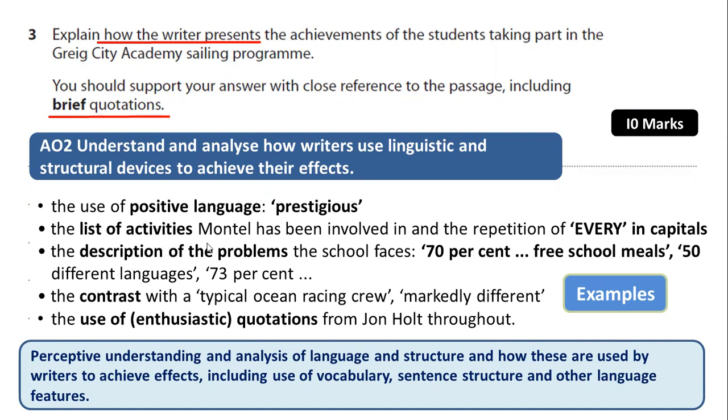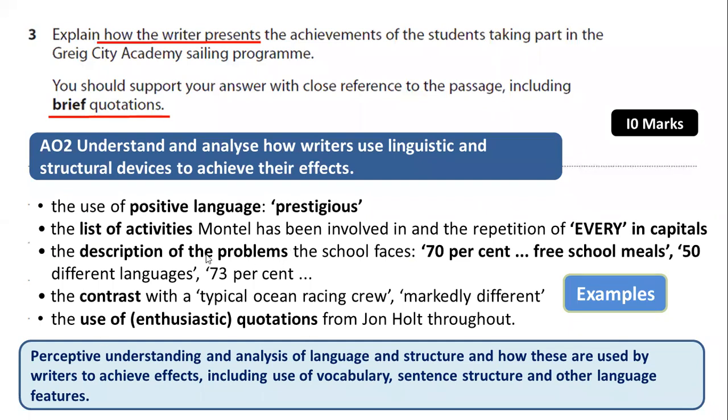The list of activities Monjel has been involved in and the repetition of "every". So you see the writer's language has been well analyzed by the candidate. Repetition, how and why the writer is using repetition in capitals. You can see even the capitalization has been noticed. The description of the problems the school faces. So there is a description. Sometimes you may look at the list of things that the writer is using, the descriptions that the writer may use, and also how the writer is contrasting two things, the use of quotations.